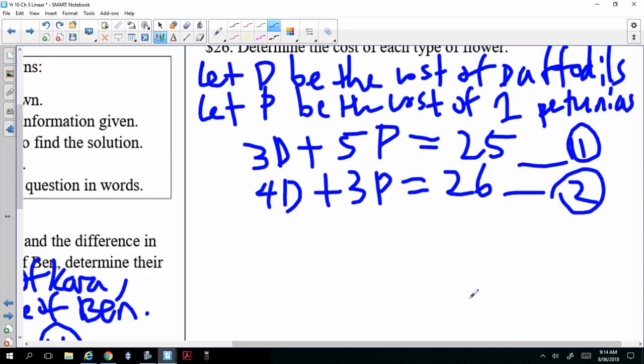So what should we change? We're going to change so that maybe the coefficient of D is the same, or make the coefficient of P the same. So who should I ask? Let's ask Damien Cleveland. What did you do?